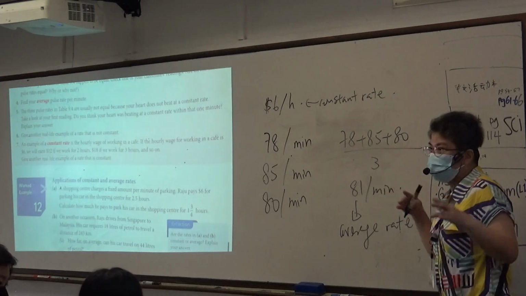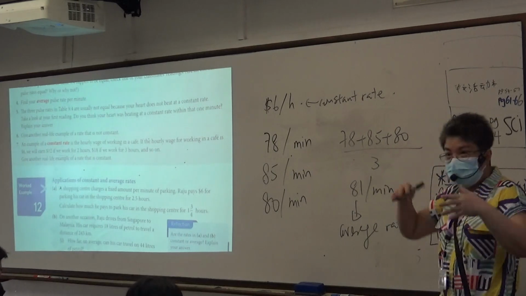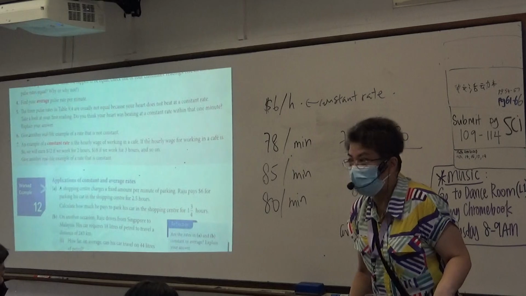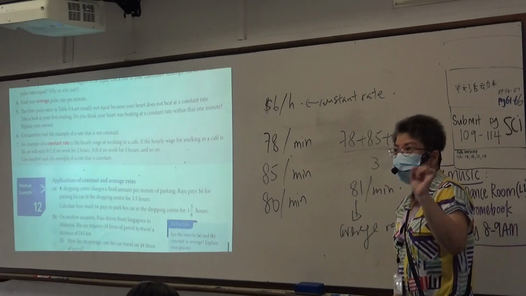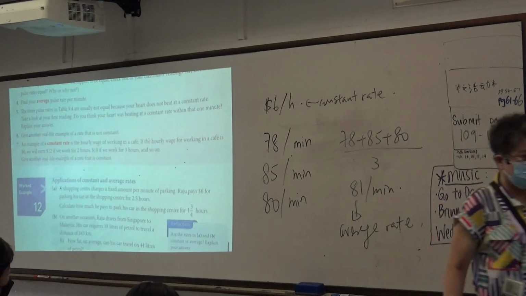Okay, because our pulse is not consistent. Sometimes when you run it's much worse, right? Alright, you see that? Okay? So this is called average rate and constant rate. Are we clear here? Okay, good.